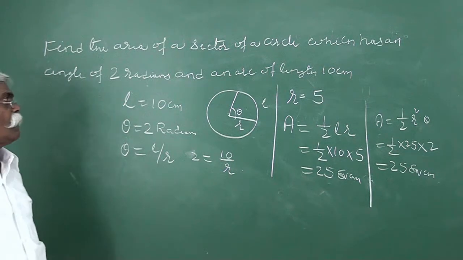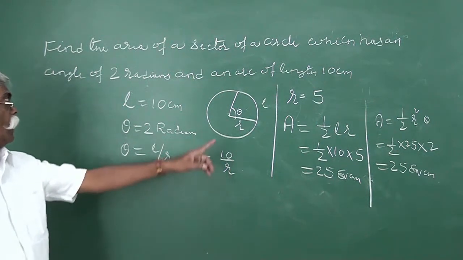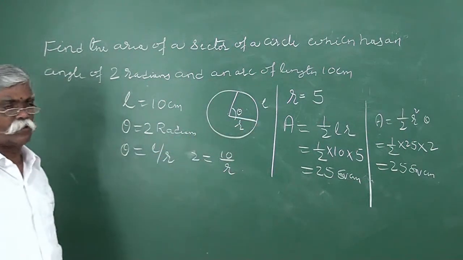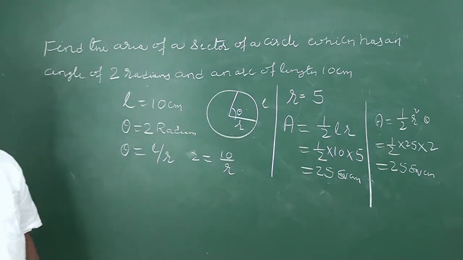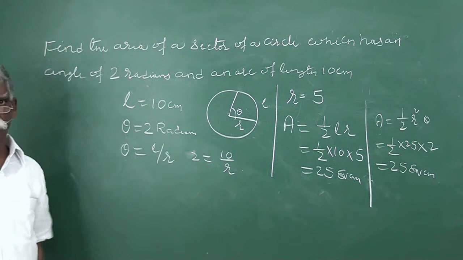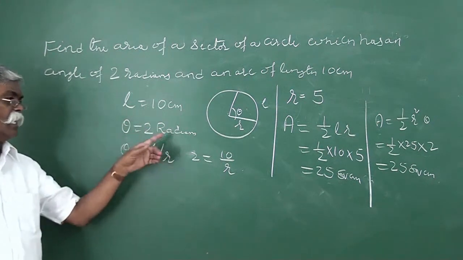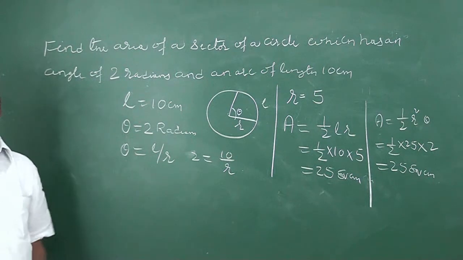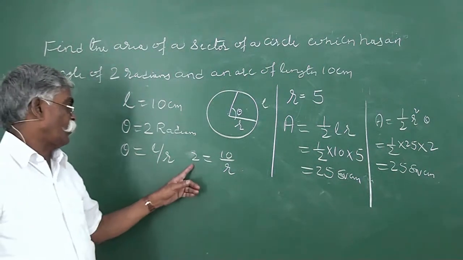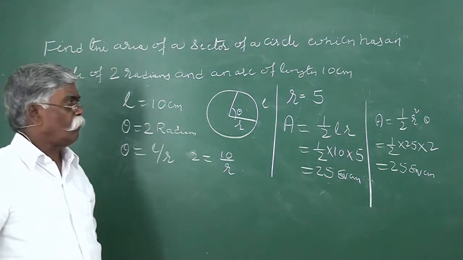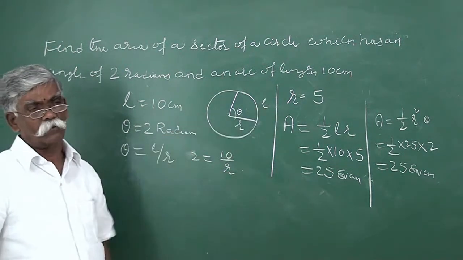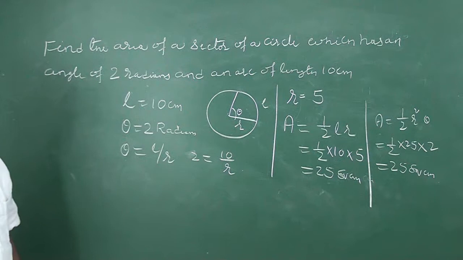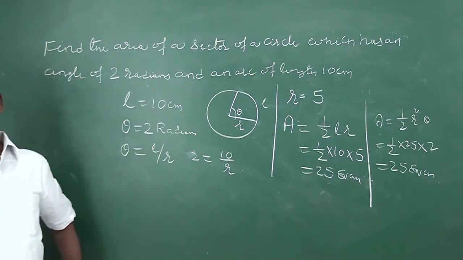So we have to find the area of a sector which has an angle of 2 radians at the center and an arc of length 10 centimeters. Therefore the length of the arc L is 10 centimeters. The angle is theta radians, and theta radians is equal to L by R. So therefore 2 radians is equal to 10 by R. From that we got R equal to 5. So according to the formula half LR or half R square theta, the area of the sector is found to be 25 square centimeters.